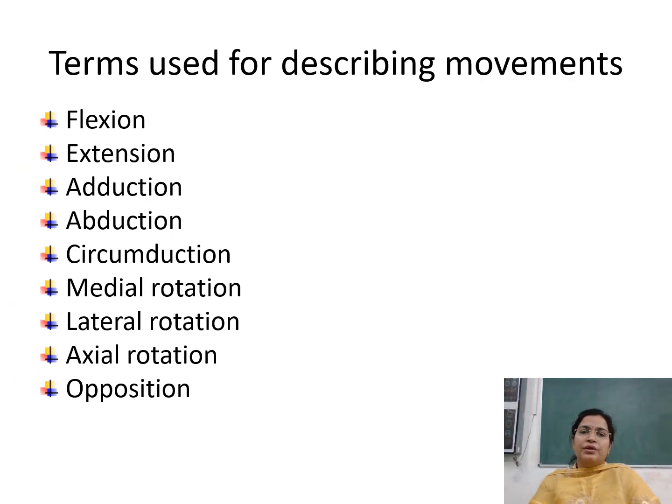Terms used for describing movements: flexion, extension, adduction and abduction, circumduction, medial rotation, lateral rotation, axial rotation, opposition. These are the different movements that take place at a joint, called flexion, extension, abduction and adduction.